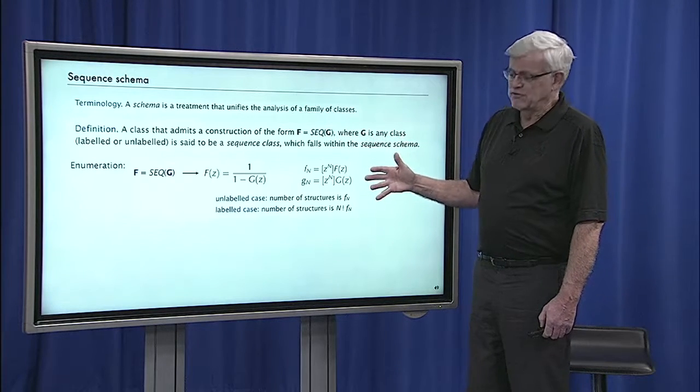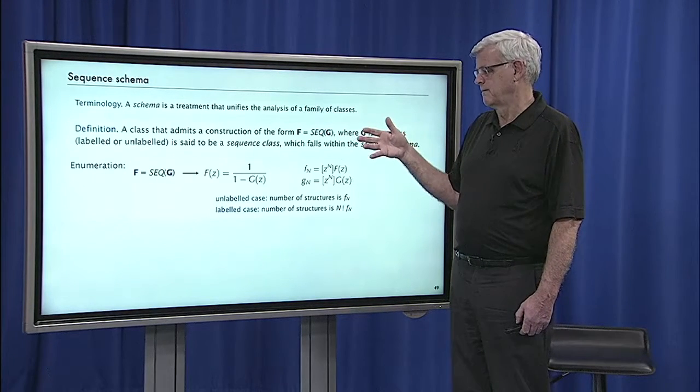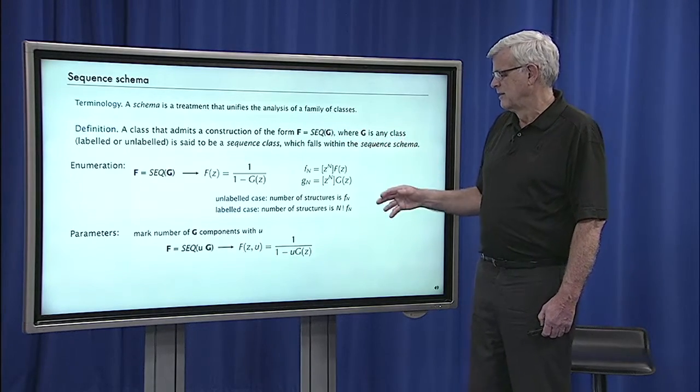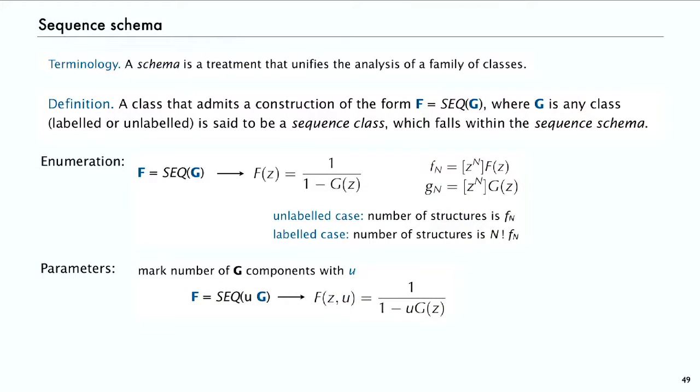But what's also interesting is that we can use the same approach to analyze parameters. So if you want to count the number of G components in F, so it's a sequence of G's, how many G's are there in F, then you can just mark it with a variable u, as we saw in lecture 3, and get this relationship that the bivariate generating function for F has to satisfy in terms of the generating function for G.